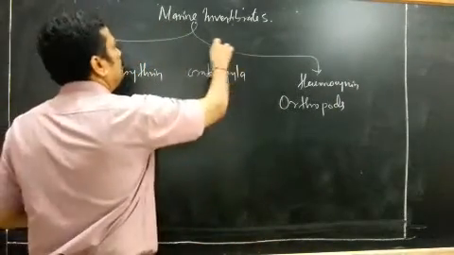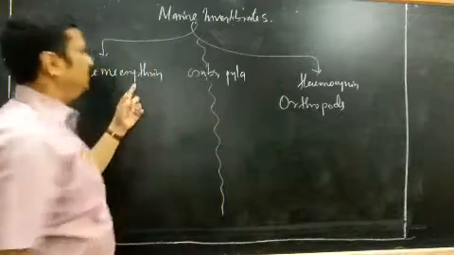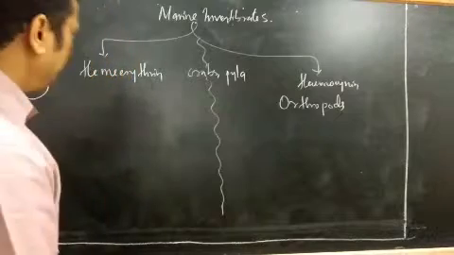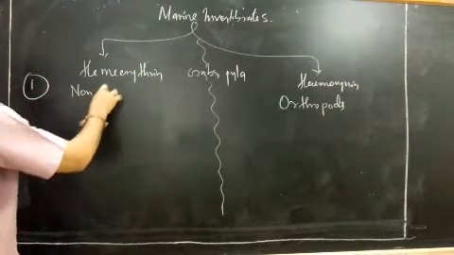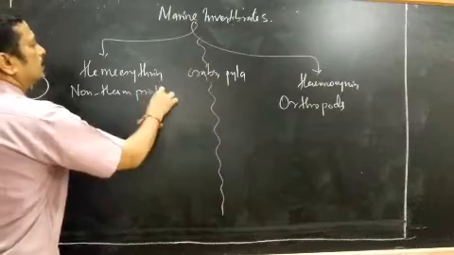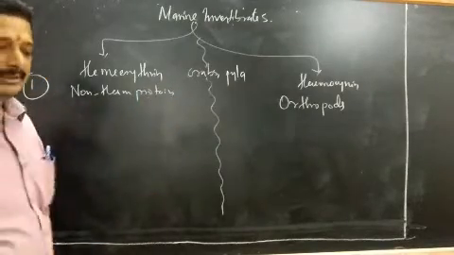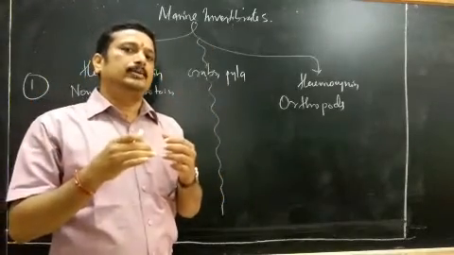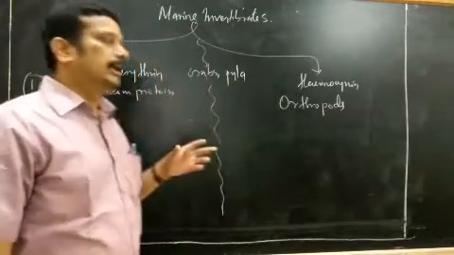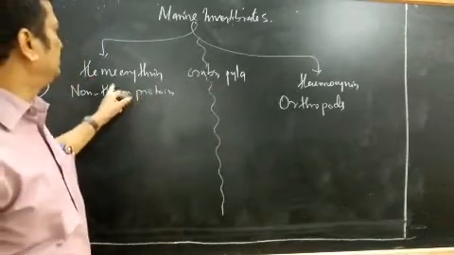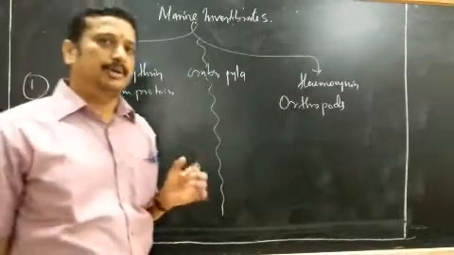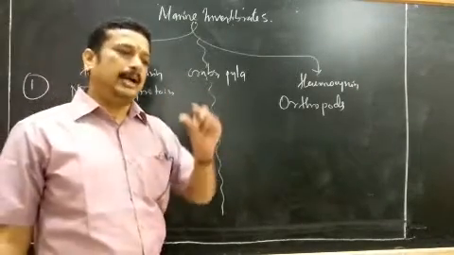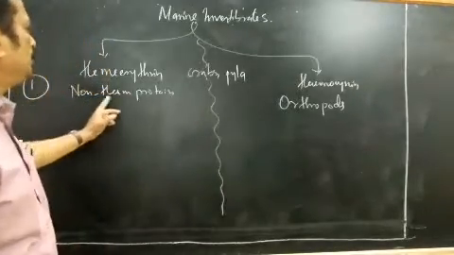We'll go with the first one, that is hemerythrin. The point to be known here is that this is a non-heme protein. So what is heme? In the last class we learned that heme has a porphyrin ring, with iron and pyrrole rings. This protein hemerythrin does not have the porphyrin ring. Iron is there, but the porphyrin ring is not there, so it's a non-heme protein.